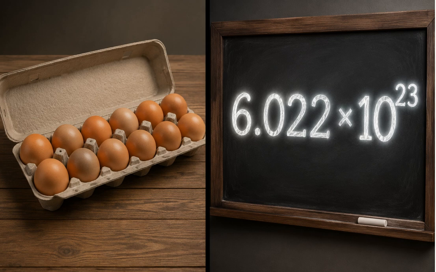Think of a dozen. It's just a word for 12. Convenient, right? It saves us from saying 12 donuts. Well, a mole is just a dozen for the universe. It's a specific number, 6.022 × 10^23. Why that number? Because it's the number of atoms in exactly 12 grams of carbon-12. It's not arbitrary, it's a scale. A way to connect the tiny, invisible atom to the gram-scale world we actually hold in our hands.